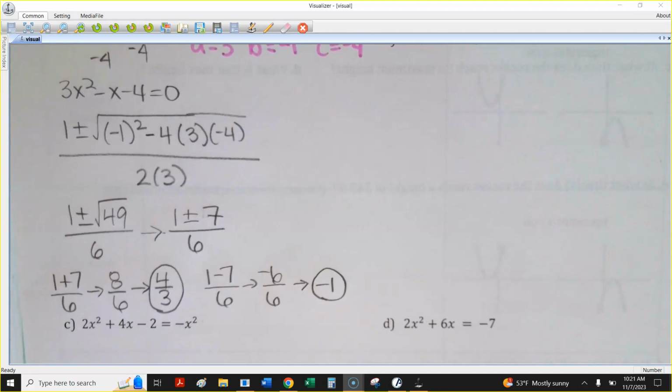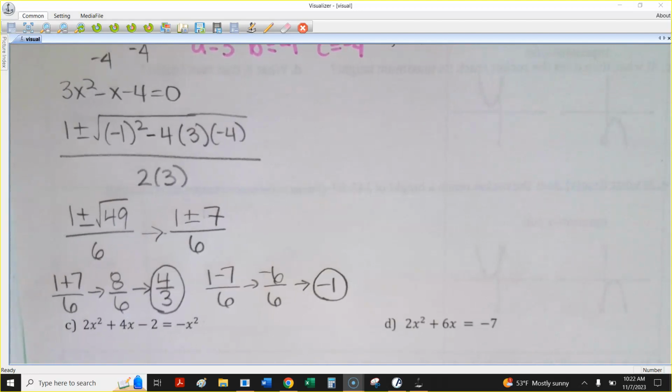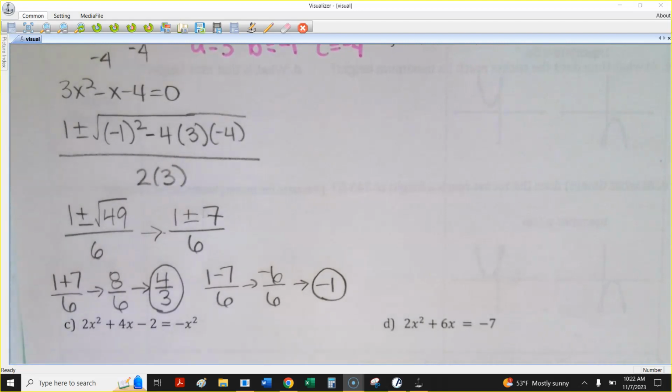Now, in terms of my directions where it said exact and approximate solutions, you really only are going to have an approximate solution if you have something under the square root that's not a perfect square. I didn't have that here, so I didn't round anything. These are my exact answers.